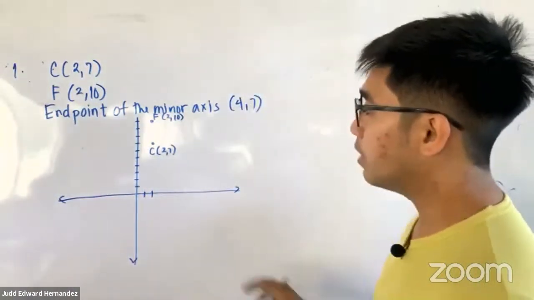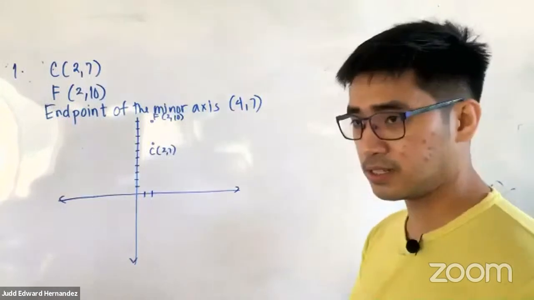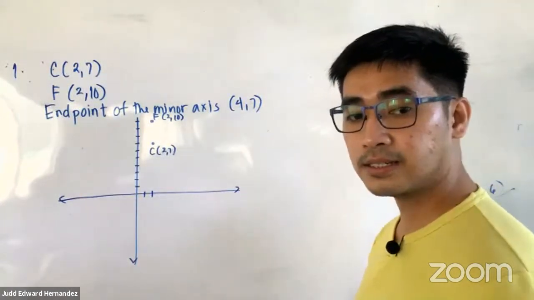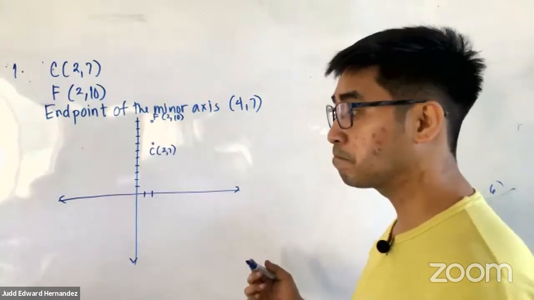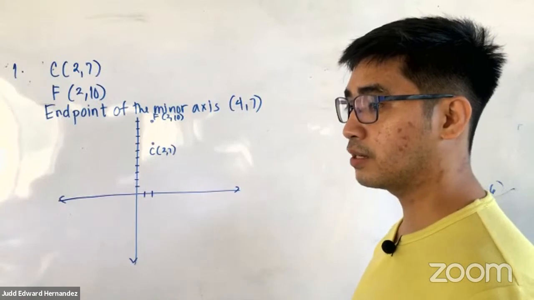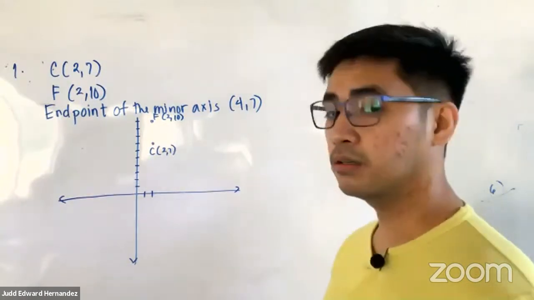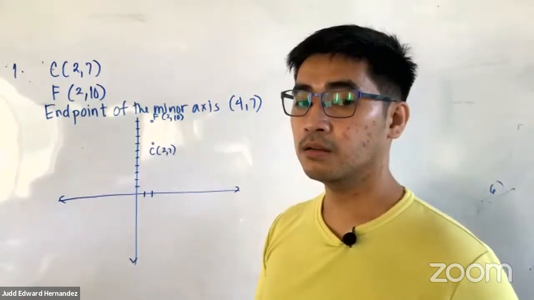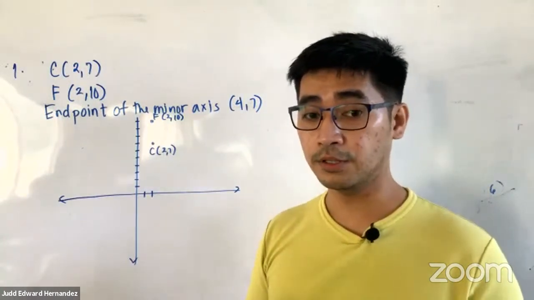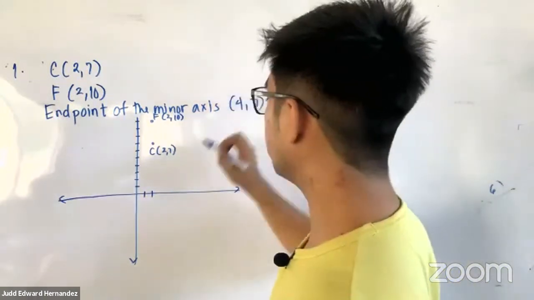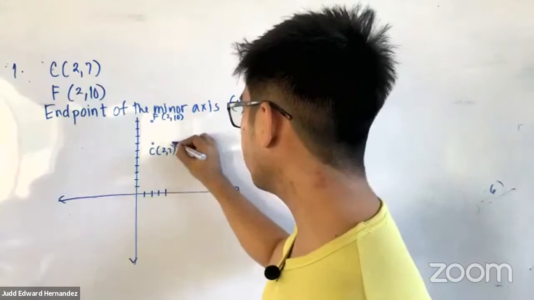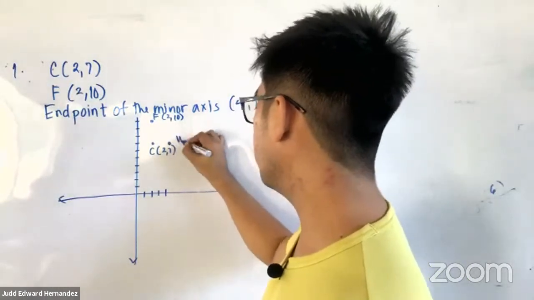And we now have the endpoint of the minor axis. Anong variable yung ginagamit natin kapag meron tayong minor axis? What variable are we using? B po. Therefore, that is W. Tama? W. Okay, so this is W. 4, 7. That is 1, 2, 3, 4, 4, 7. So this is the W.